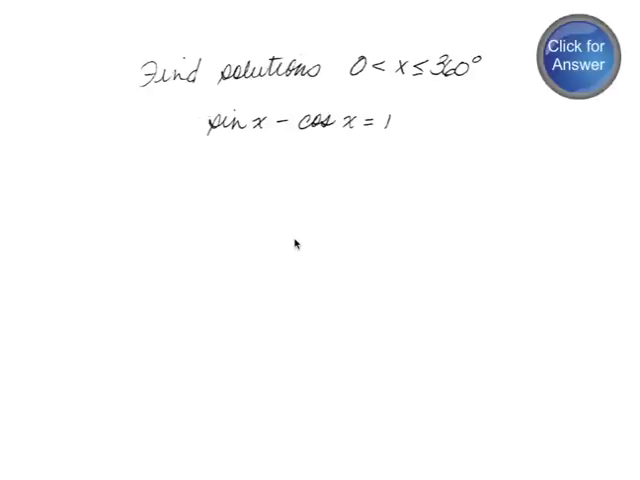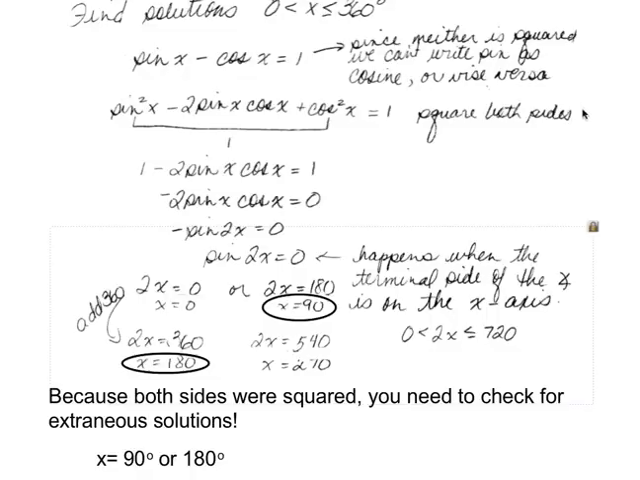Now, we have a problem. There is no identity that I know that would allow me to write sine in terms of cosine. Remember, sine squared theta equals 1 minus cosine squared theta, but neither of these are squared. And there's really only one way to do this without the calculator, and that is to square both sides of your equation.